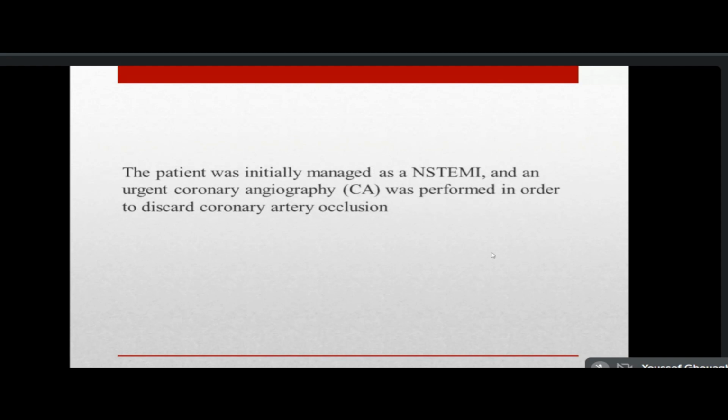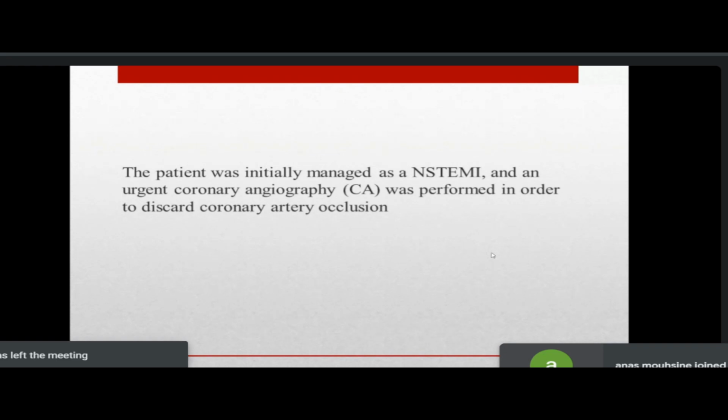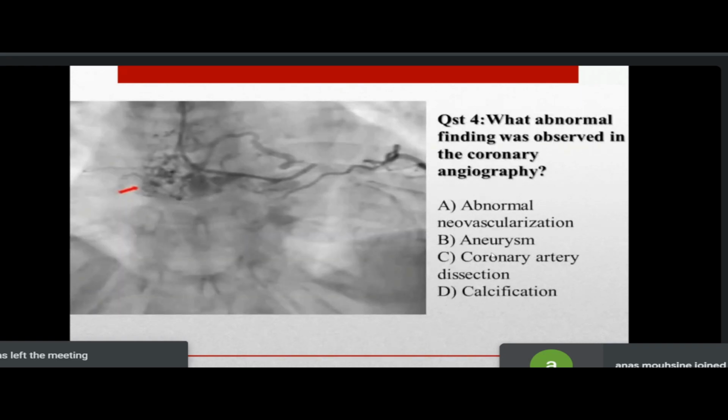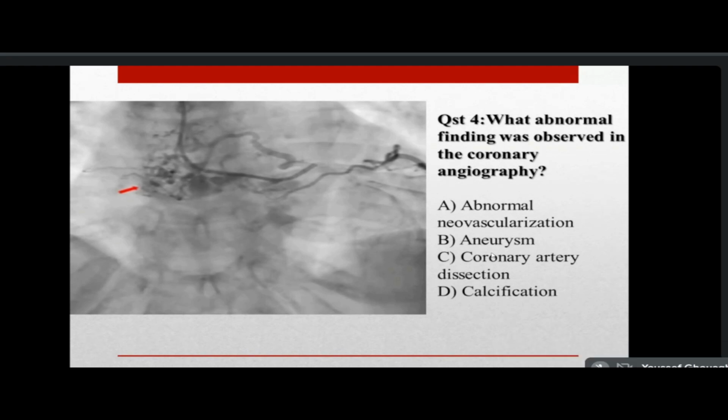The patient was initially managed as non-STEMI, and an urgent coronary angiography was performed in order to rule out coronary artery occlusion. Here we have the coronary angiography. So question number 4: what abnormal finding was observed in the coronary angiography? A, abnormal neovascularization; aneurysm; coronary artery dissection; or calcification.